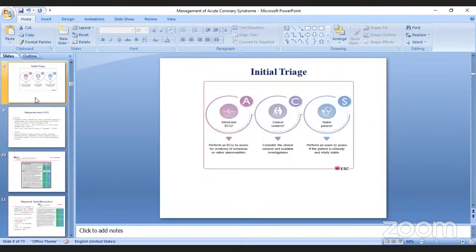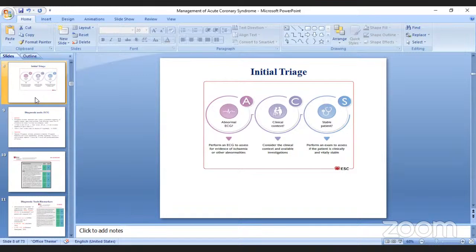So moving on to the initial triage of these patients, it is always A, C, and S. Coming to the C first. C is clinical context. How has the patient presented? What is the type of chest pain? Is it chest heaviness, chest tightness? Is it burning kind of chest pain? Then this should alarm you to the possibility of an acute coronary syndrome. Other mimics can be epigastric pain or jaw pain or left upper arm pain. These are all ACS mimics.